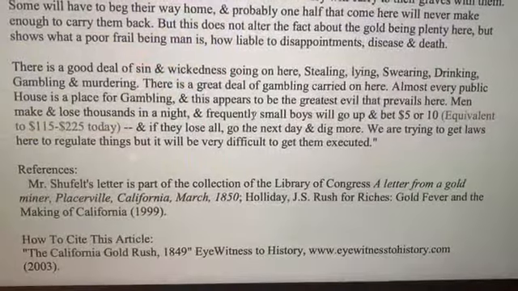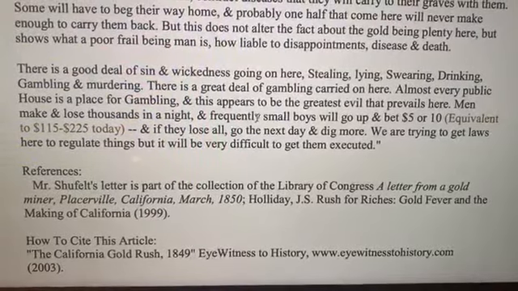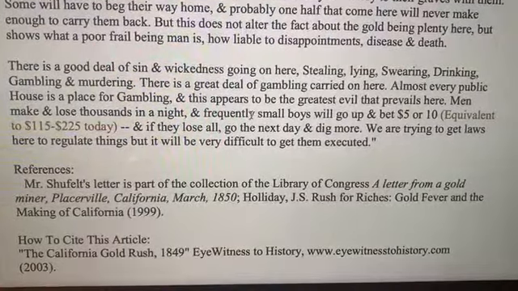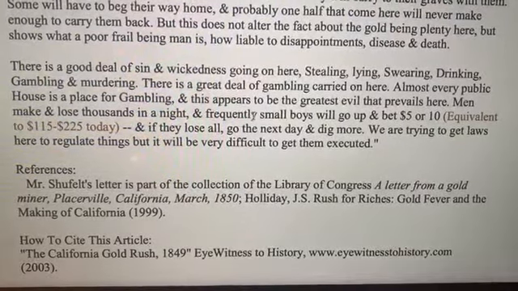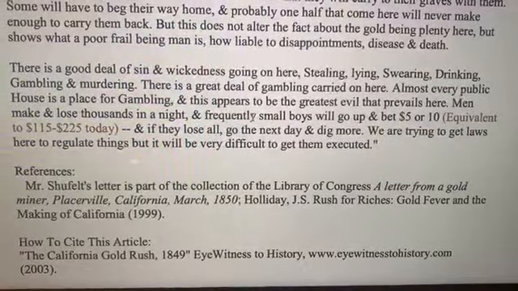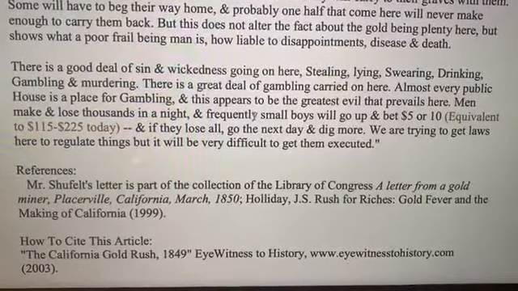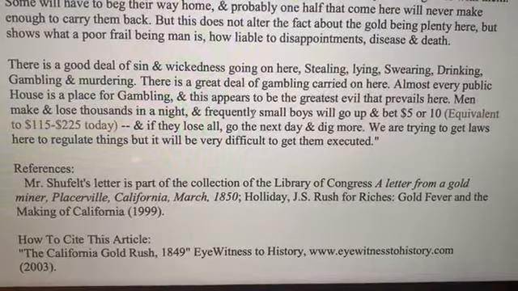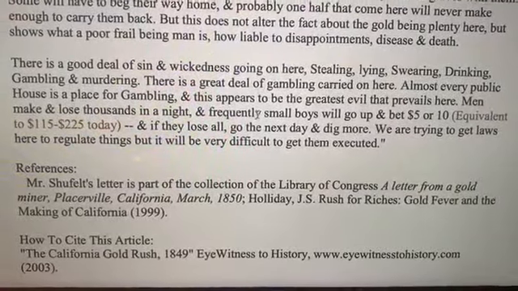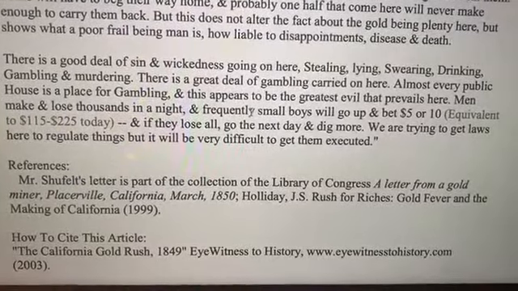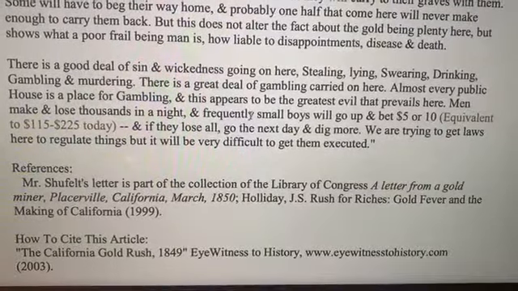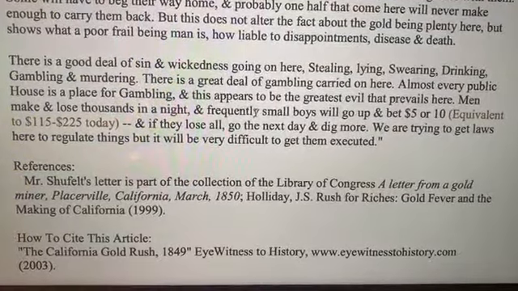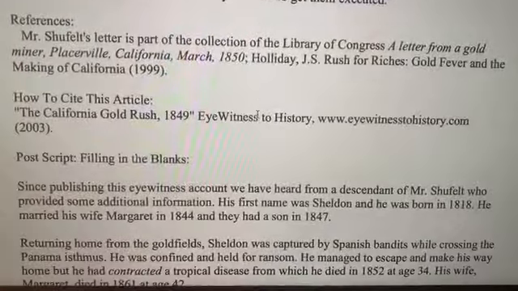There's a good deal of sin and wickedness going on here: stealing, lying, swearing, drinking, gambling, and murdering. There's a great deal of gambling carried on here. Almost every public house is a place for gambling, and this appears to be the greatest evil that prevails here. Men make and lose thousands in a night, and frequently small boys will go up and bet $5 or $10, equivalent to $115 or $225 today. And if they lose all, go the next day and dig more. We are trying to get laws here to regulate things, but it will be very difficult to get them executed.